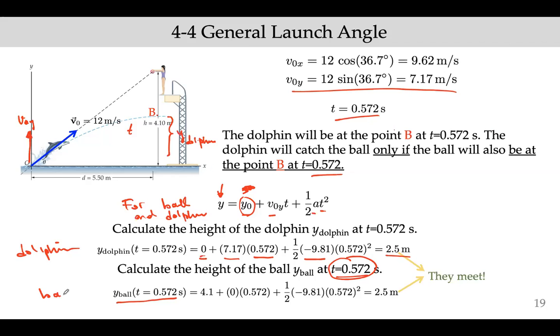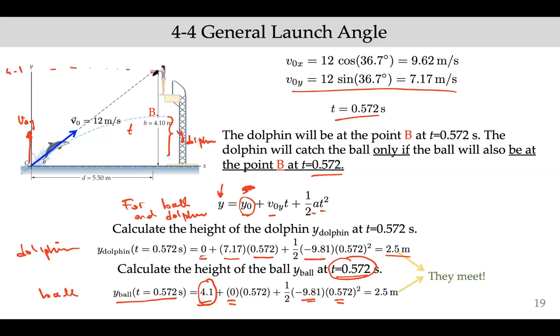Here we use the same formula for the ball. Now the initial height for the ball is 4.1. It's not 0. Why? The origin is now on the ground, so it has some initial height. See, this initial height is given in the problem, 4.1. So that's why y0 is 4.1. Okay, for the ball, does it have any initial velocity in the y direction? No, it's just released, so that's 0. And then we use the gravity at the same time, and what we find is the position of the ball.